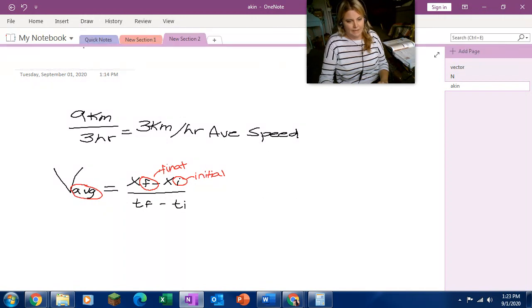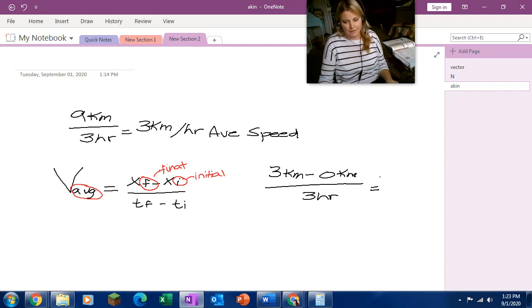Okay. So in this case, our final position was the 3 kilometers to the east, right? Minus 0 kilometers, which was our initial position, divided by the total amount of time, 3 hours. So we'll come up with a final average velocity here of 1 kilometer per hour. Okay, so there are differences in how you calculate those based on what you're actually looking for. They're different concepts, really.